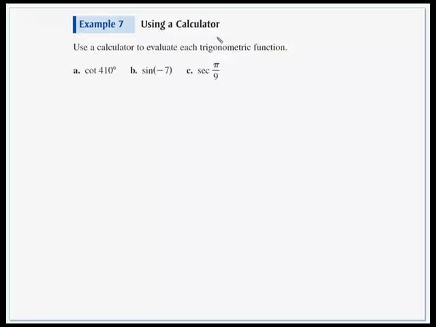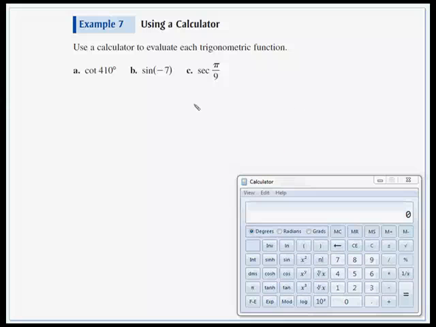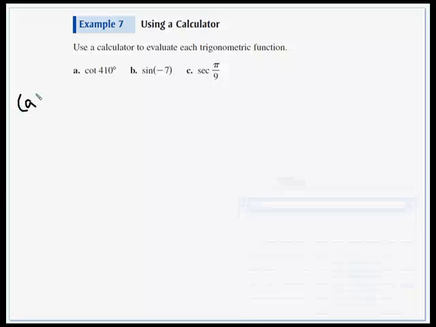Now in example 7, they're talking about using a calculator. Use a calculator to evaluate these trig functions. So the first one here we have is cotan of 410 degrees. Cotangent, though, is not a button on our calculator. We have sine, cosine, and tangent, but we do know we have the reciprocal identities. So here for part A, cotan is the reciprocal of tan. So if I find the tangent of that 410 degree angle, and then invert it by using the 1 over x key, I'll have the value of cotan 410.